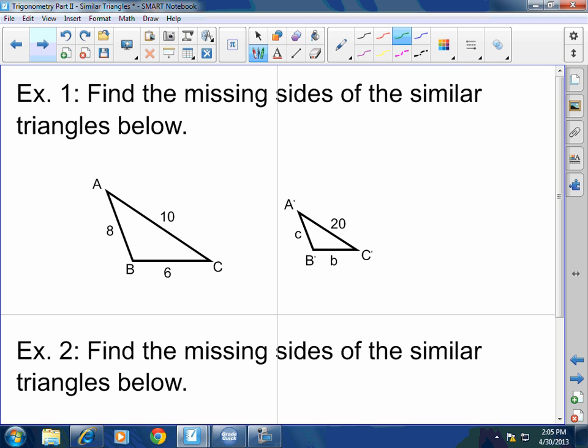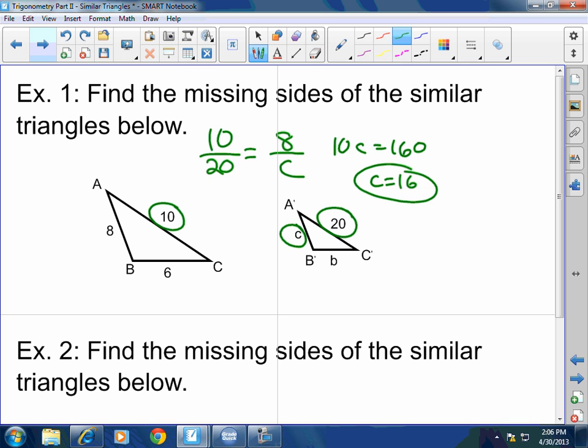Okay. We know that A to A prime, B to B prime, C to C prime. What corresponds to AB? I mean to A prime B prime? 8. Okay. So give me one fact ratio. For example, doesn't 10 correspond to 20? So if 10 to 20, if these are proportional, then doesn't 8 have to correspond to C in the same fashion? Do you see what I'm doing here, guys? Cross multiply. So I got 10C equals 160, divided by 10, C equals 16. Done.